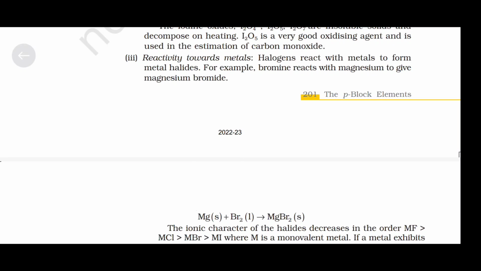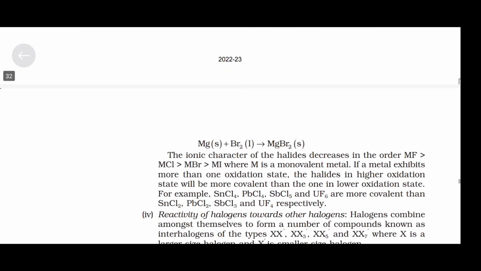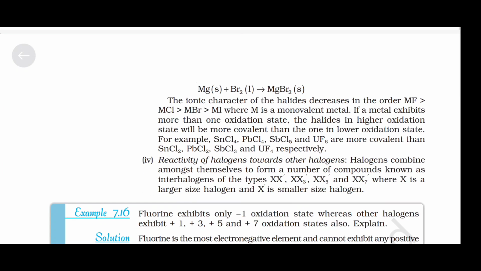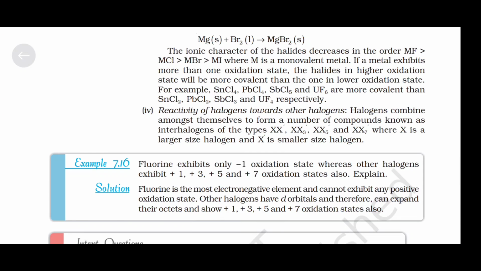Reactivity towards metals. Halogens react with metals to form metal halides. For example, bromine reacts with magnesium to give magnesium bromide. The ionic character of the halides decreases in the order MF, MCl, MBr and MI. So metal fluorides are the strongest and metal iodide is the lowest. Okay, so ionic character of metal fluoride is more as compared to metal iodide, where M is a monovalent metal.